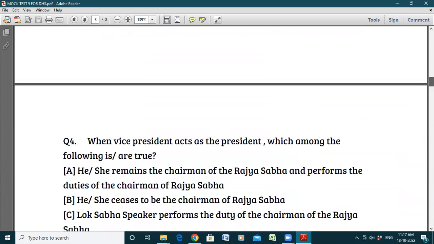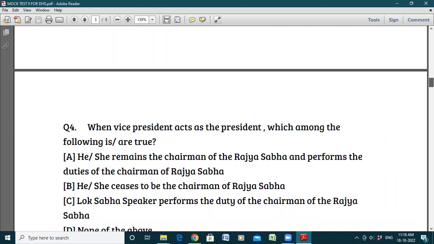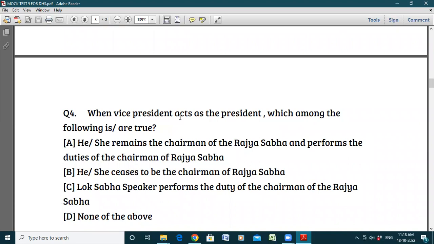Next question, when Vice President acts as the President, which among the following is or are true? Option A, he or she remains the chairman of the Rajya Sabha and performs the duties of the chairman of Rajya Sabha. Second, he or she ceases to be the chairman of Rajya Sabha. C, Lok Sabha Speaker performs the duty of the chairman of the Rajya Sabha. Option D, none of the above.